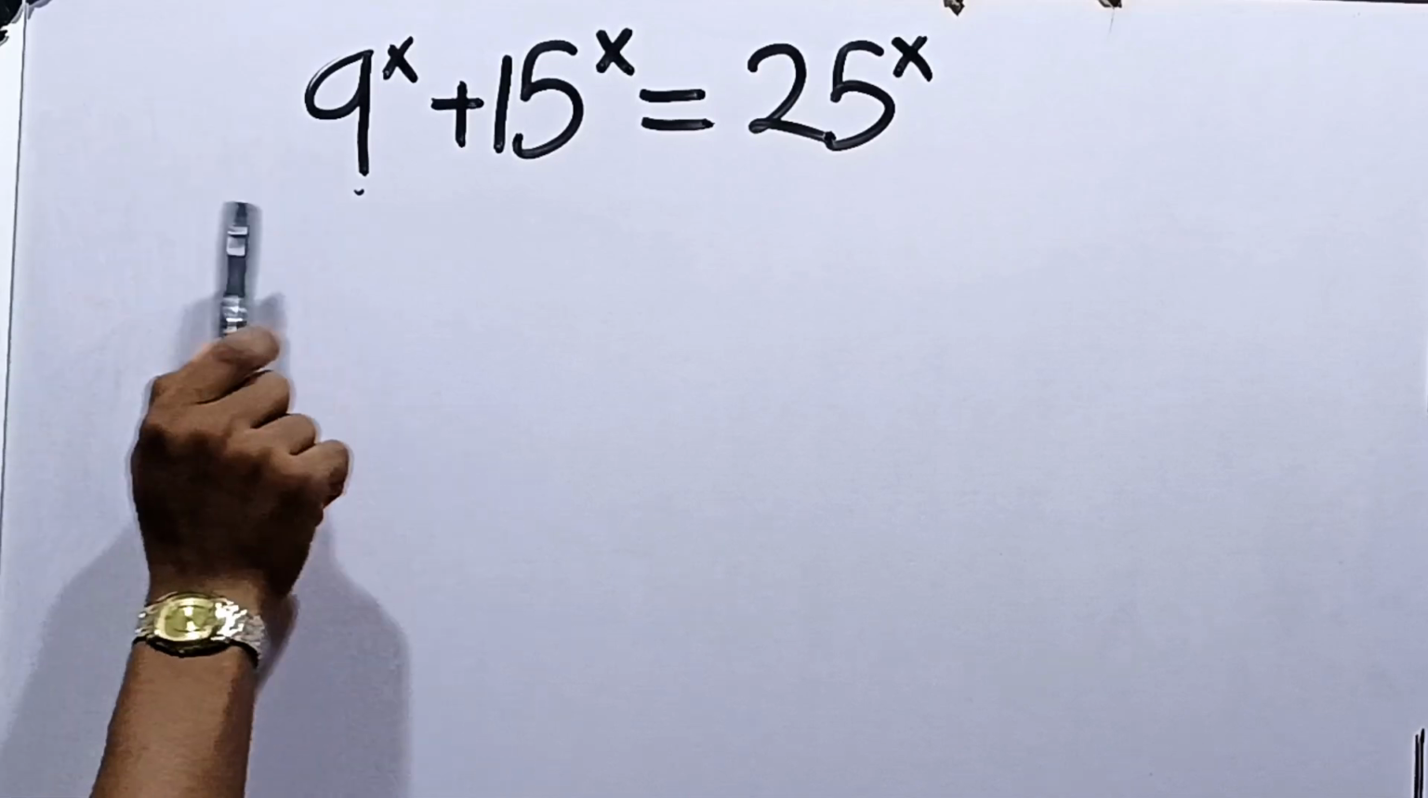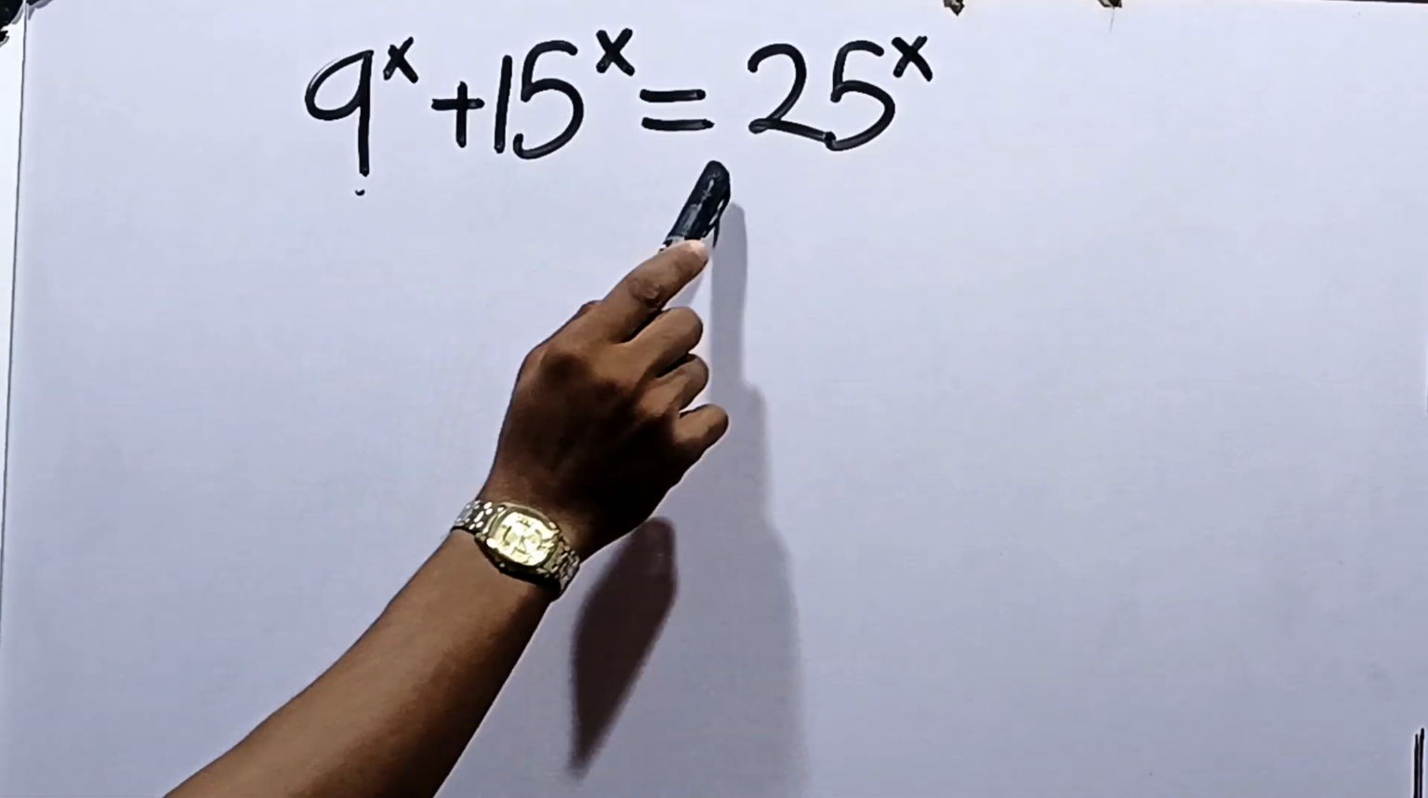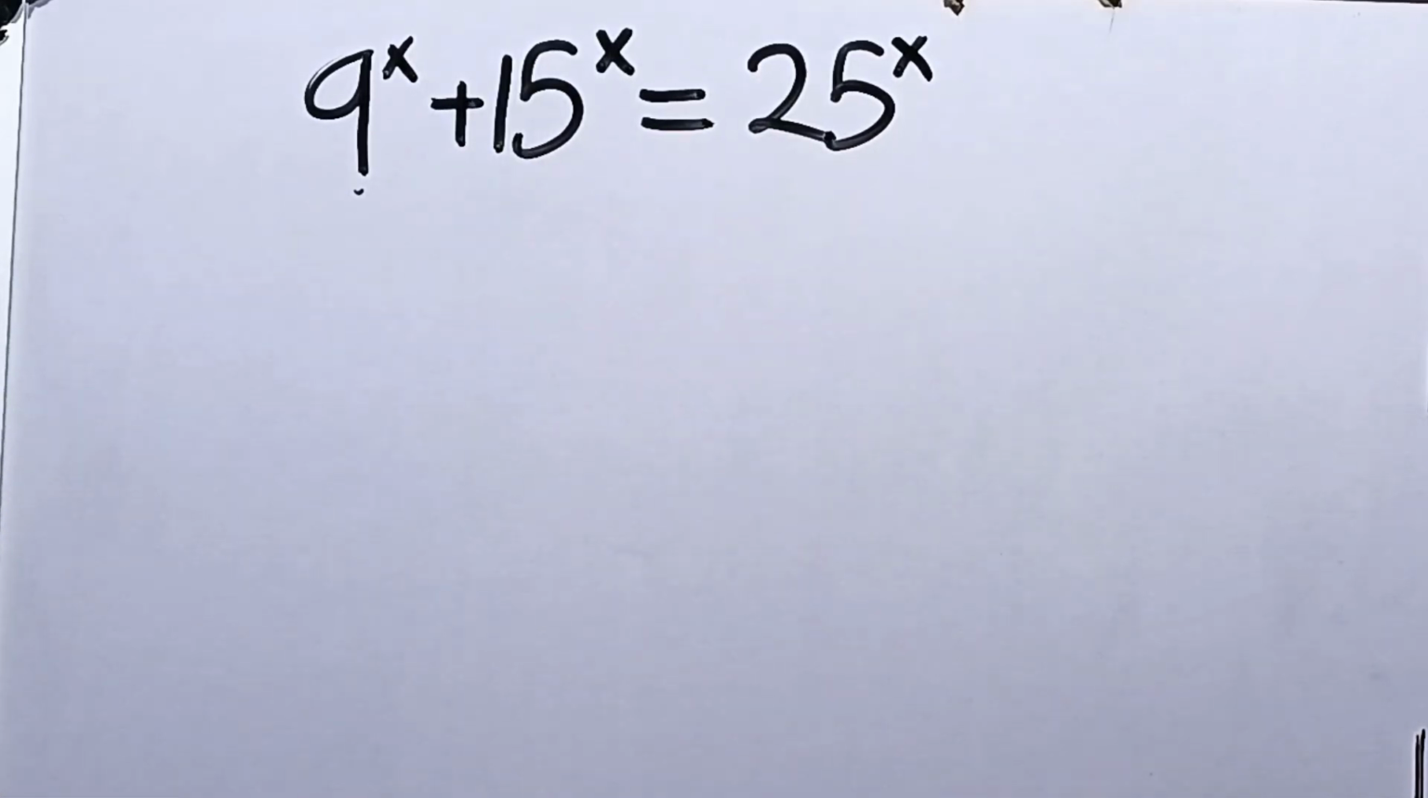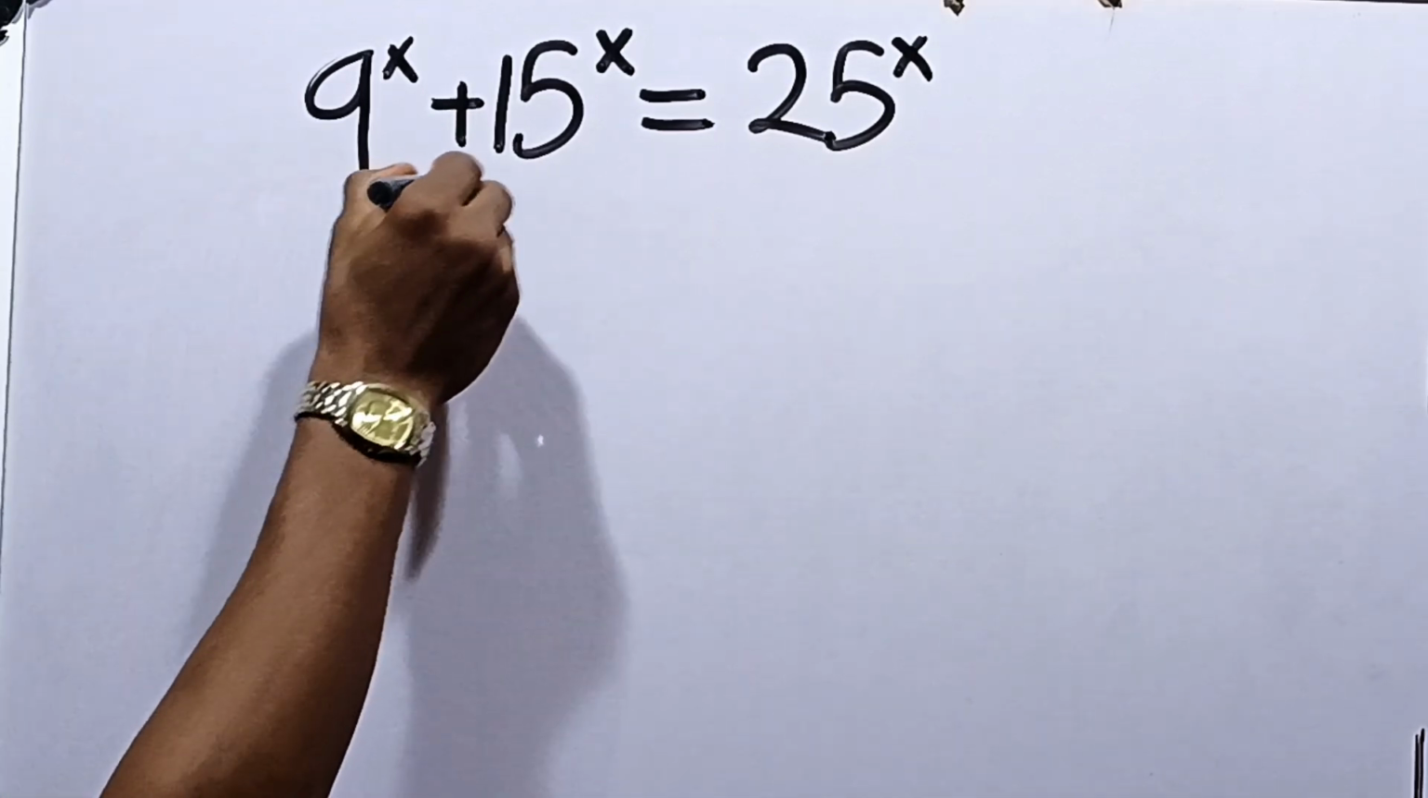Let's solve these together. It says 9 raised to the power x plus 15 raised to the power x plus 25 raised to the power x. And we have to solve for the value of x in this question, okay?